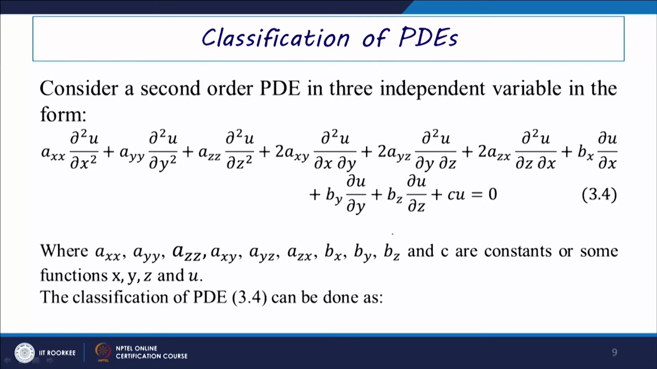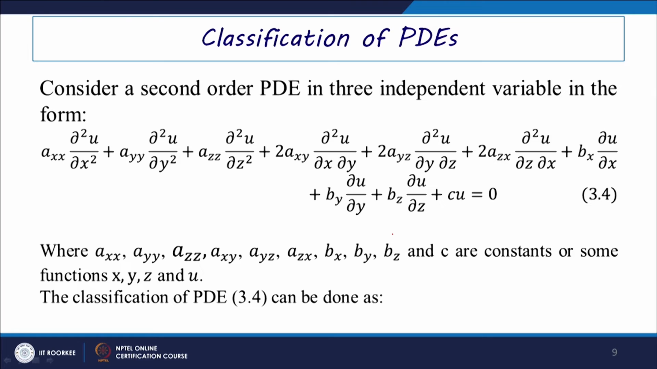So, if we go for a partial differential equation in three independent variables, suppose x, y and z, we can write this system as axx del square u by del x square plus ayy del square u by del y square plus azz del square u by del z square plus 2axy del square u by del x del y plus 2ayz del square u by del y del z plus 2azx del square u by del z del x plus bx del u by del x plus by del u by del y plus bz del u by del z plus cu equals to 0.